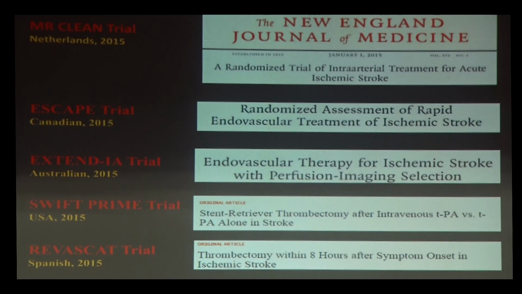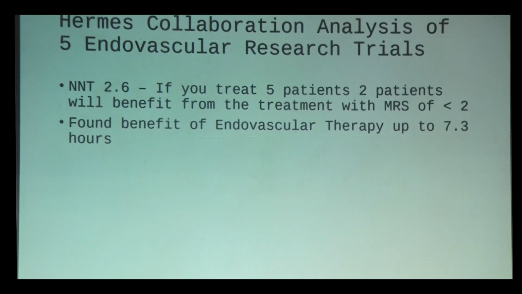All these guidelines have come after some major landmark trials which established definitive functional improvement in patients at 3 months mRS. These are the major landmark trials: MR CLEAN, ESCAPE, EXTEND-IA, SWIFT PRIME and REVASCAT, which showed a definitive improvement after mechanical thrombectomy in terms of both NIHSS and mRS. There is another meta-analysis, the HERMES collaboration of these 5 endovascular trials. They showed an NNT, the number needed to treat, of 2.6.